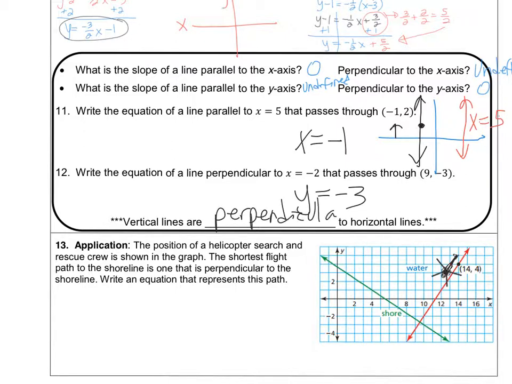So on number 13. Number 13 is just going to take you through a real life situation. I want you to read through the whole situation. You'll have to figure out the slope of the shoreline in order to figure out the slope that the helicopter should be coming in at. Pause your video to do all the work and then check back for the explanation.